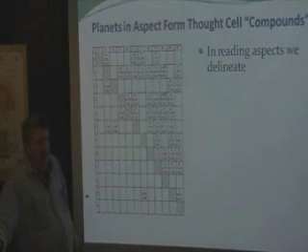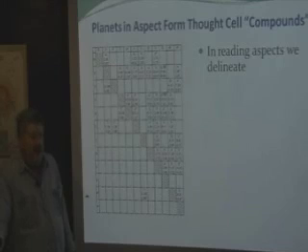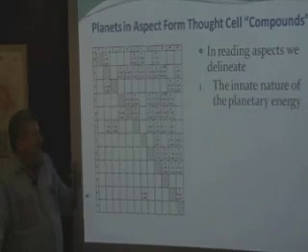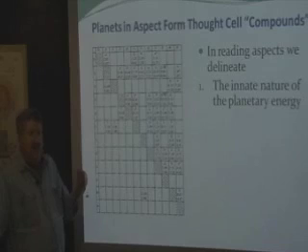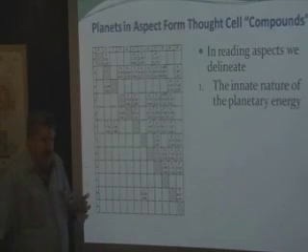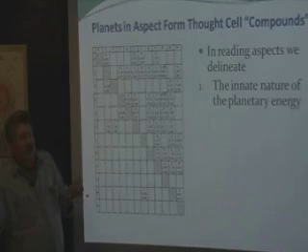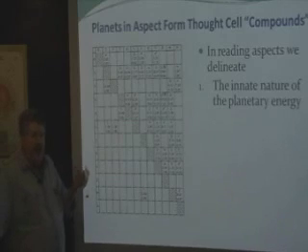So what happens when planets come together in aspects? We're delineating them in the following fashion. We look at the innate nature of the planetary energy. That's the thought cell itself. We're looking to see, what color is this? Is this domestic? Is it social? Is it power? Is it aggressive?